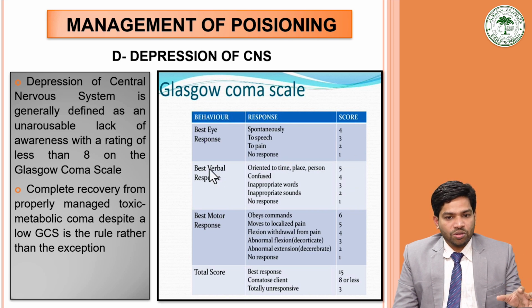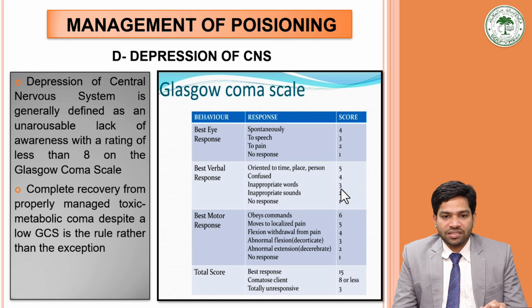In the verbal response, if you talk with the patient and find that the patient is oriented to time, place and person, then the score is 5. If he is confused, then the score is 4. If he is using inappropriate words, words are formed but they are inappropriate, then the score is 3. If the patient is making incomprehensible sounds that have no meaning, then the score is 2. And if there is no response, then the score is 1.